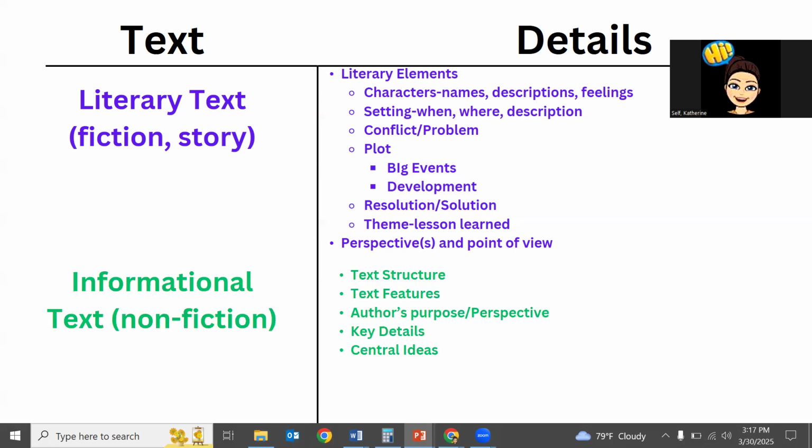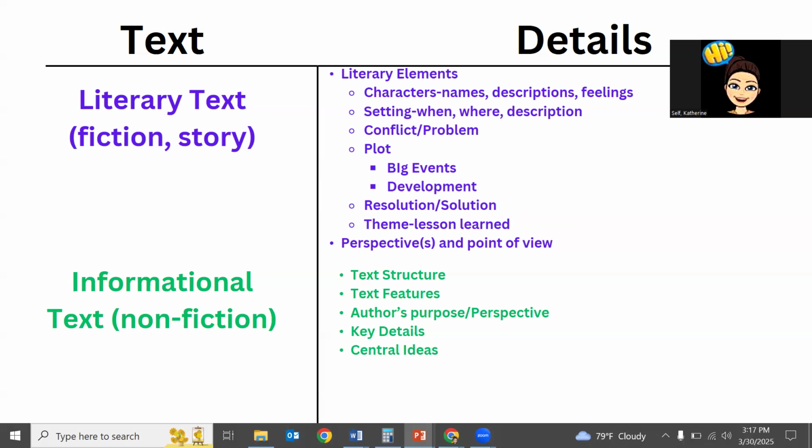For informational text or nonfiction, we're looking at the structure. Compare, contrast, cause and effect, chronological order, problem solution, or even description are some of the common structures that we look at. And it really gives us the reason the author wrote this text to help us understand the author's purpose and their thoughts or feelings, also known as perspective, on the topic.